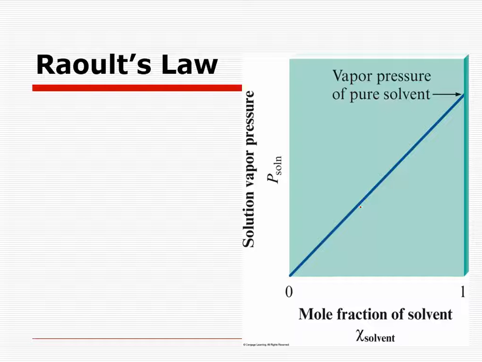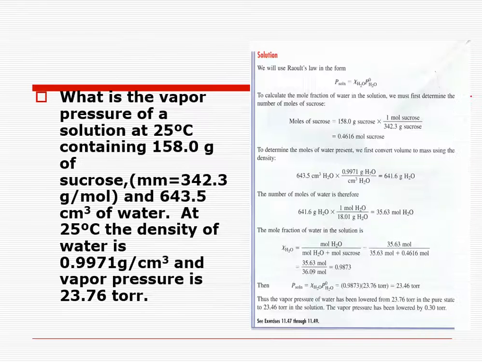It is a linear relationship and an indirect relationship if you're looking at the mole fraction of the solute, but the lowering of the vapor pressure is directly related to the mole fraction of the solvent.